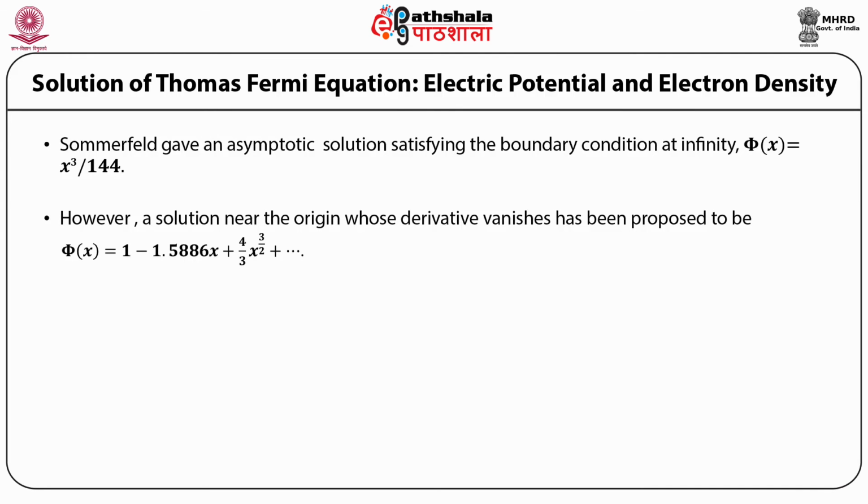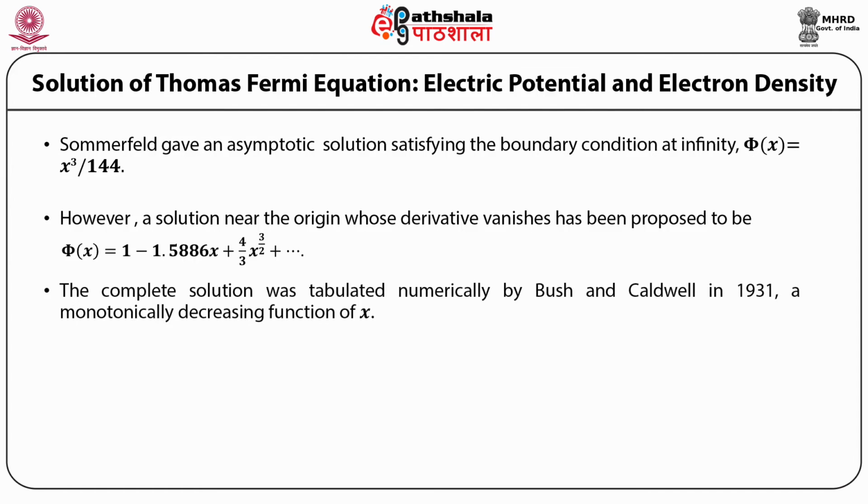However, a solution near the origin whose derivative vanishes has been proposed to be phi x is equal to 1 minus 1.5886x plus 4 upon 3 times x raised to power 3 by 2 plus so on. The complete solution was tabulated numerically by Bush and Caldwell in 1931, a monotonically decreasing function of x.